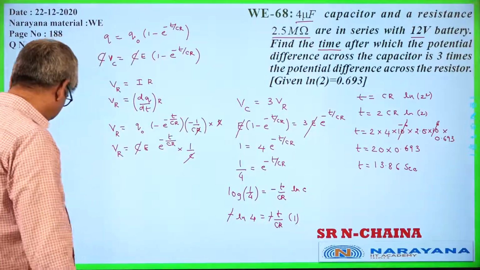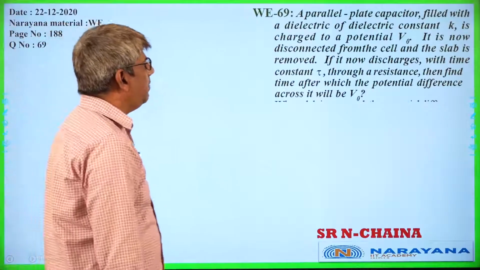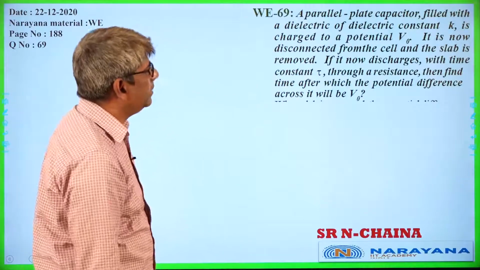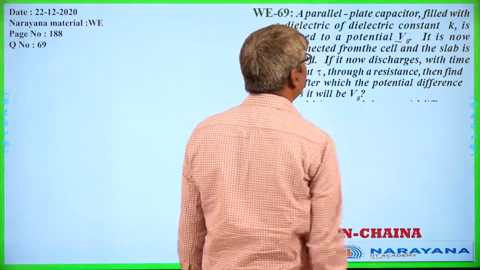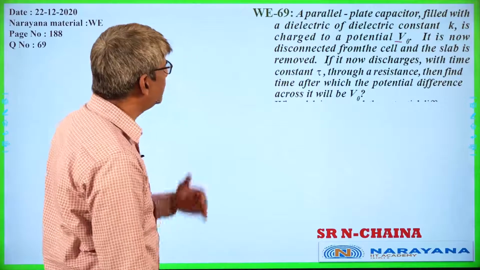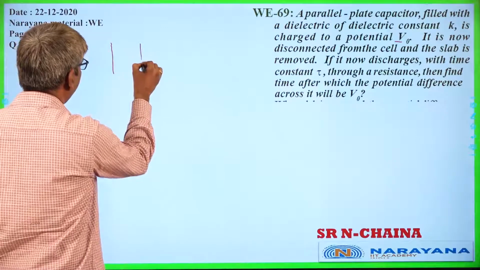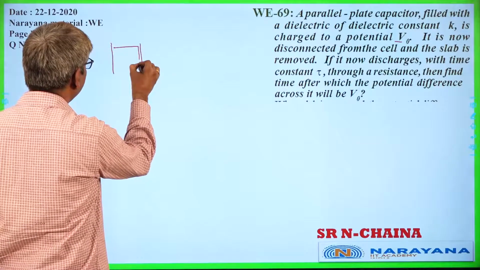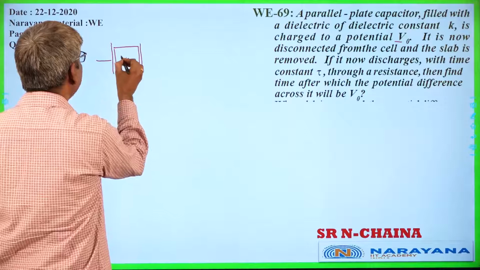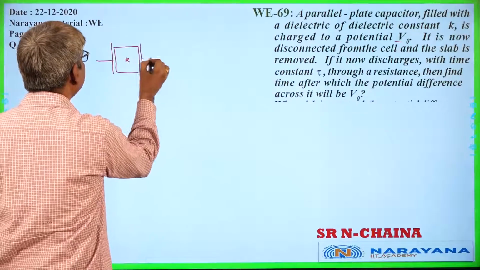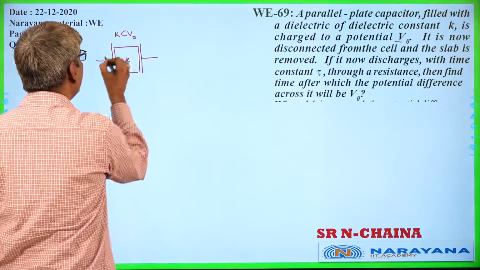Next problem. A parallel plate capacitor filled with a dielectric of dielectric constant K is charged to a potential V0. First of all, a parallel plate capacitor is being given, across which a dielectric is placed, whose dielectric constant we know is K. Its capacity is initially C. By placing the dielectric, its capacity becomes KC, and it is charged to voltage V0.